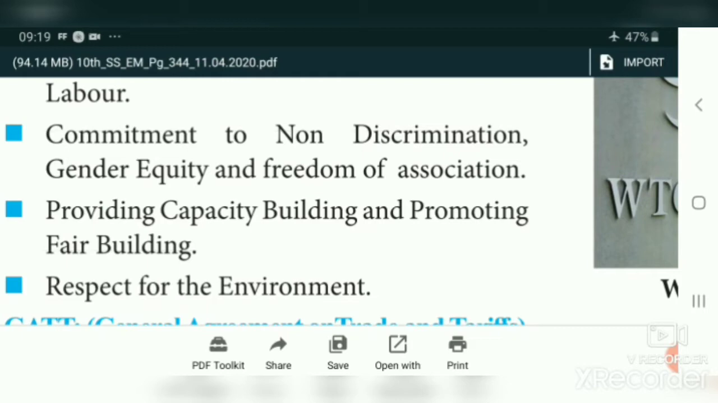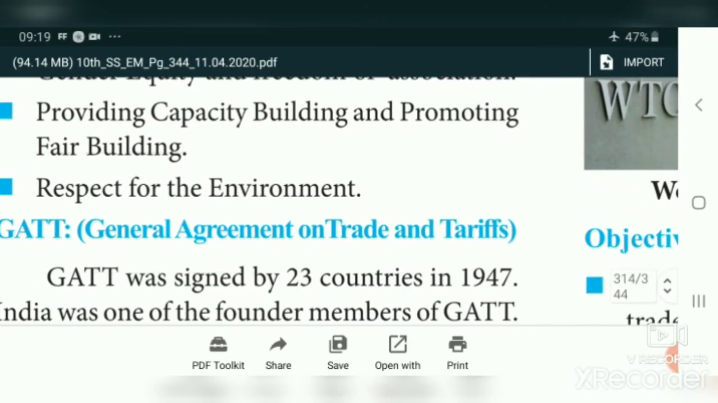Providing capacity building and promoting fair trade. It means an organization gives an opportunity to the workers to increase their talent. This is what we call providing capacity building. And respect for the environment. In fair trade, more respect is given to the environment. That means it gives more protection to the environment. So these are the principles of fair trade practices.